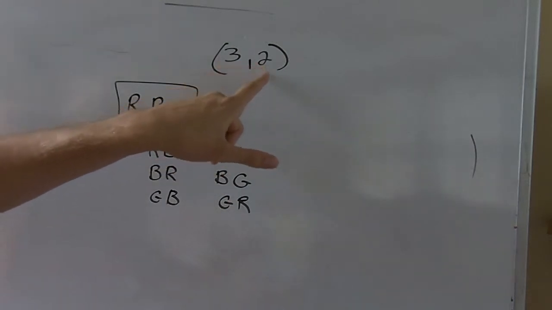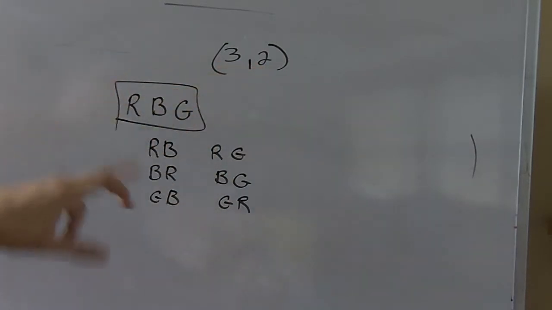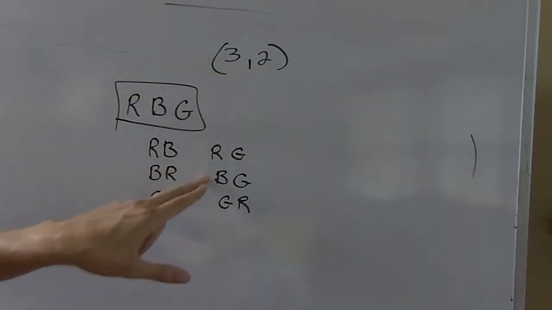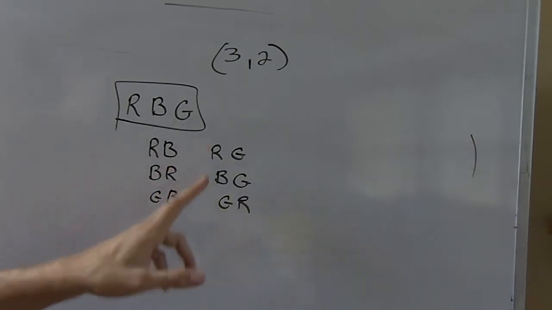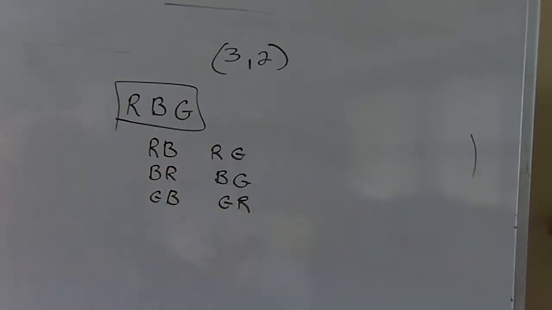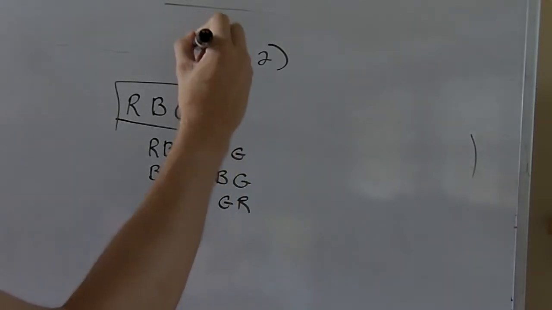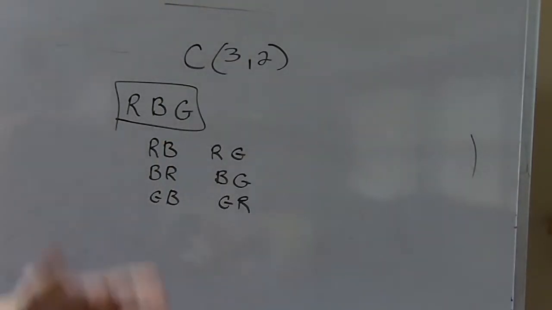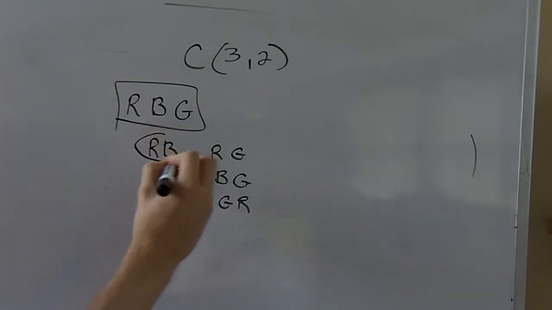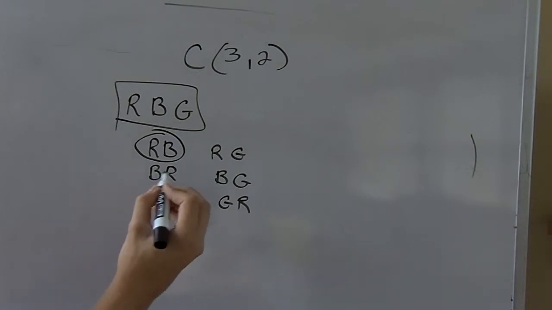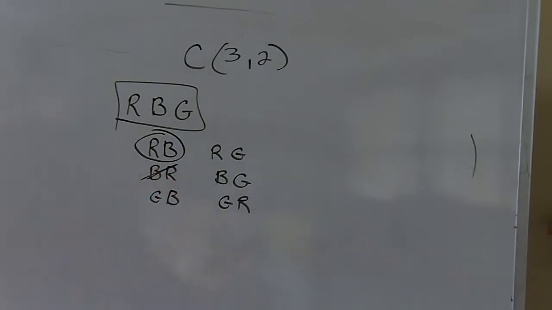3 colors taken 2 at a time. So here's my 3 colors. Here are all the possible sets of 2 or permutations of 2 colors that I could have. And so now if I wanted to find the combinations, how many combinations are there? So there would be a big C out here. If I wanted to find how many combinations there were, I'd say, okay, here's red blue, and here's blue red. Blue red doesn't count because it's the same thing as red blue.